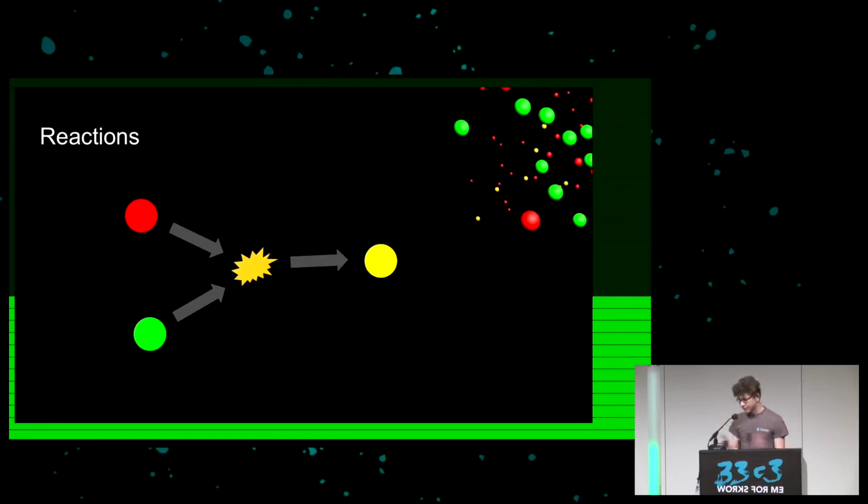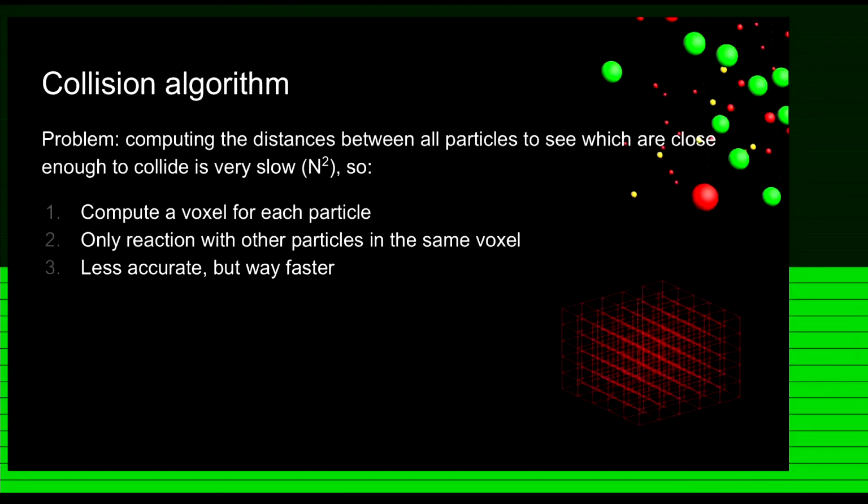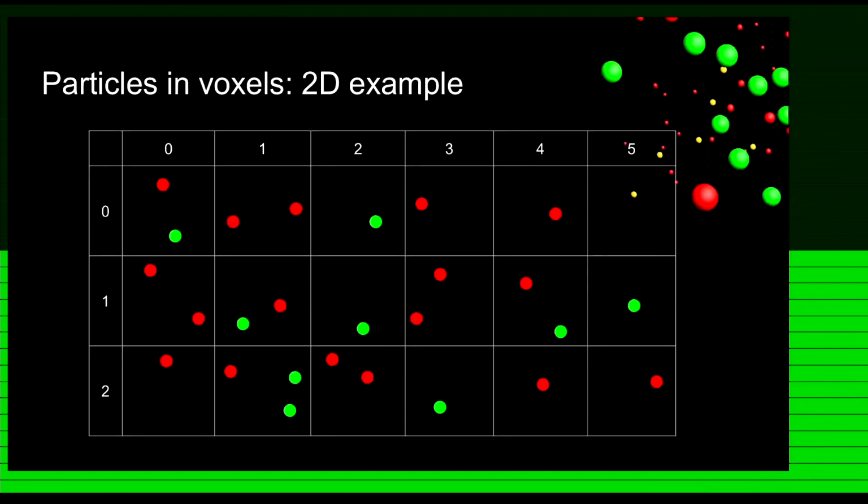So having two particles collide and transform into a third particle. What you can do is compute the distance between all the individual particles and then just look which particles are close enough to collide. But this is extremely slow if you want to simulate, say, 100,000 particles. So instead, what I'm doing is computing a voxel position for each particle and only doing collisions within the voxels. So the algorithm scales much better.